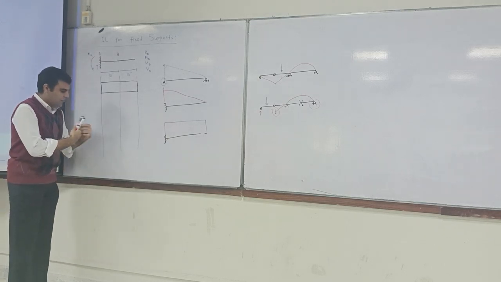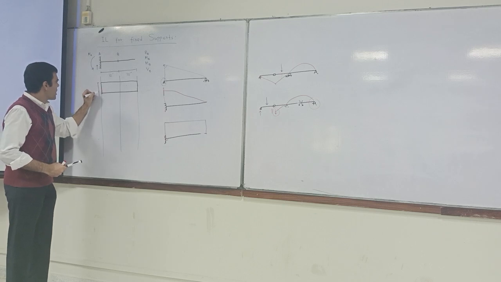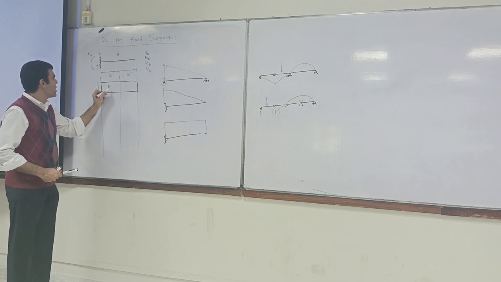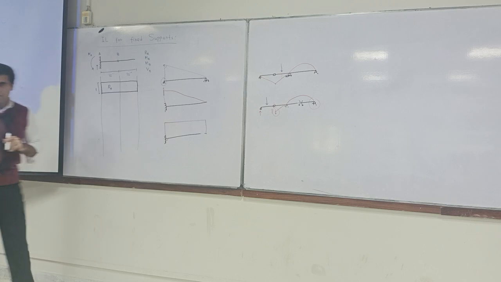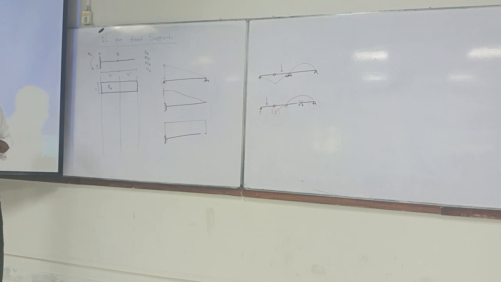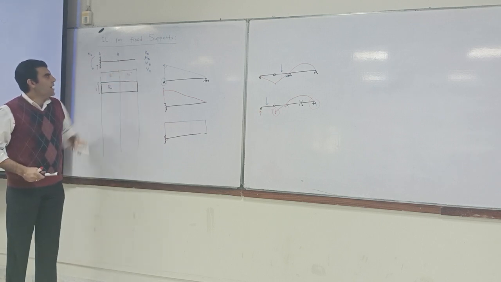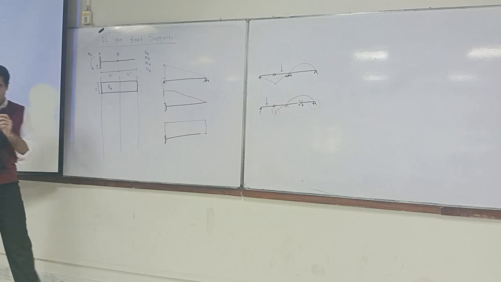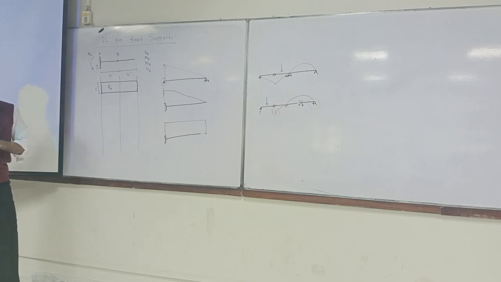So this one is 1, and this one we call RA. Right? Okay. Now we have moment at A. Now what will happen to our moment at A?